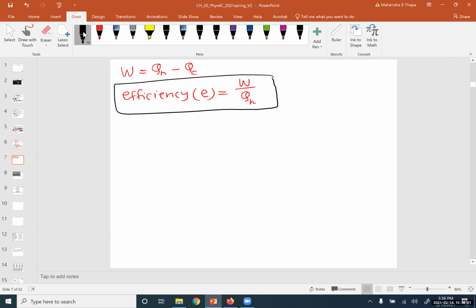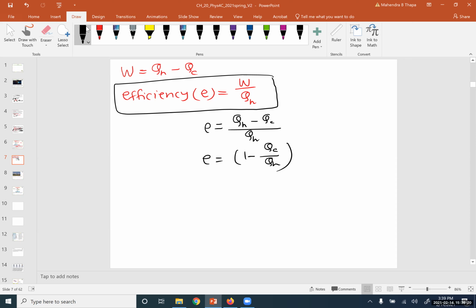So we can simplify further as E equals QH minus QC over QH. This gives you E equals 1 minus QC over QH.